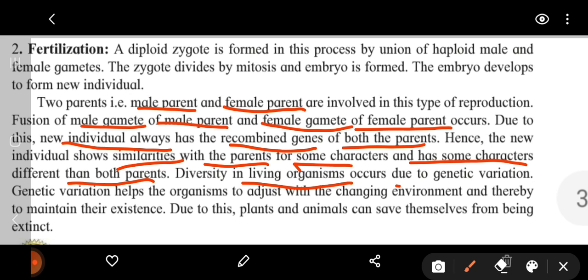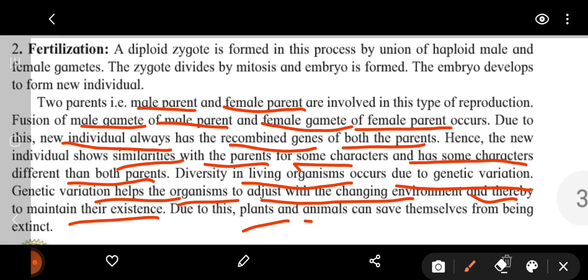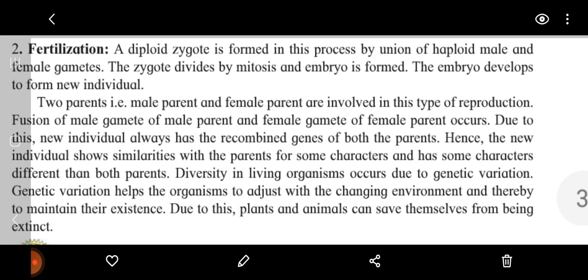Diversity in living organisms occurs due to genetic variation. Genetic variation helps the organisms to adjust with the changing environment and thereby to maintain their existence. Due to this, plants and animals can save themselves from becoming extinct. So genetic variation is a characteristic feature of this type of reproduction as it takes place by meiosis, and this helps plants and animals save themselves from being extinct, from disappearing.